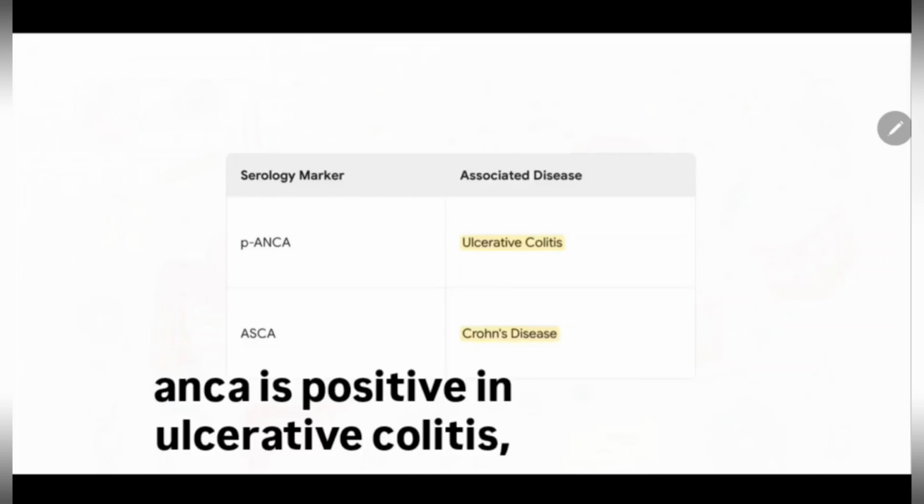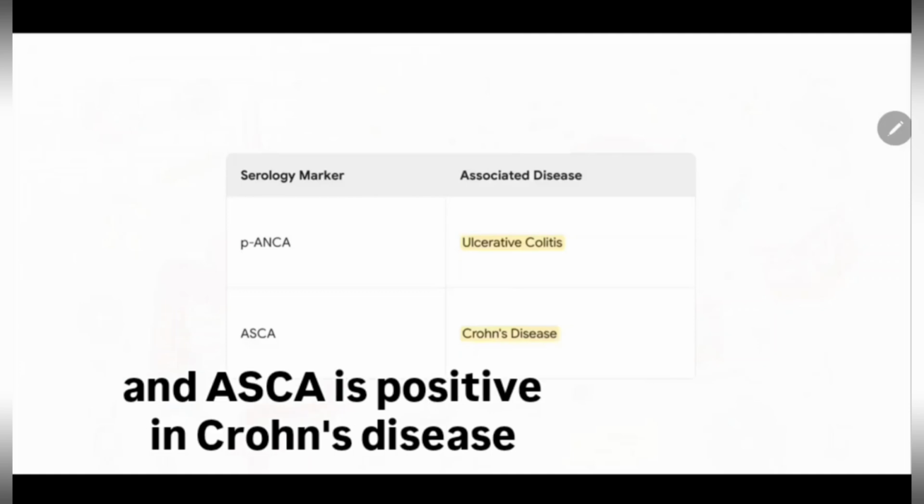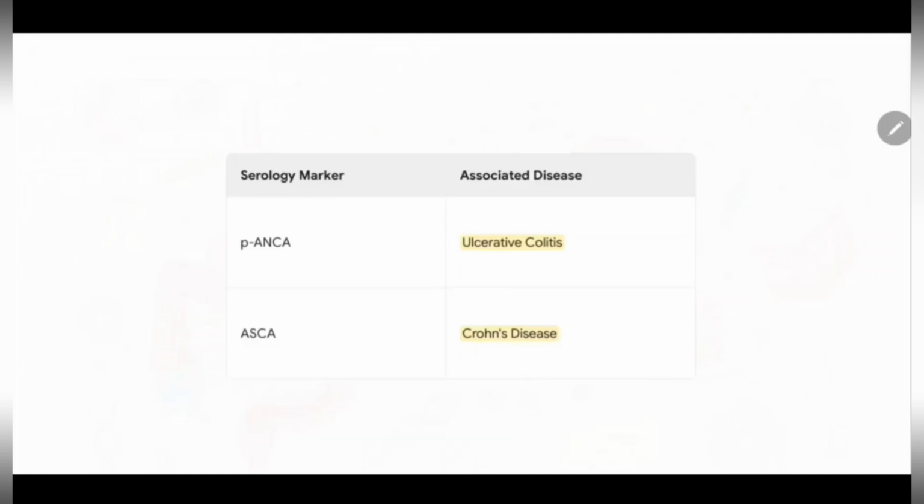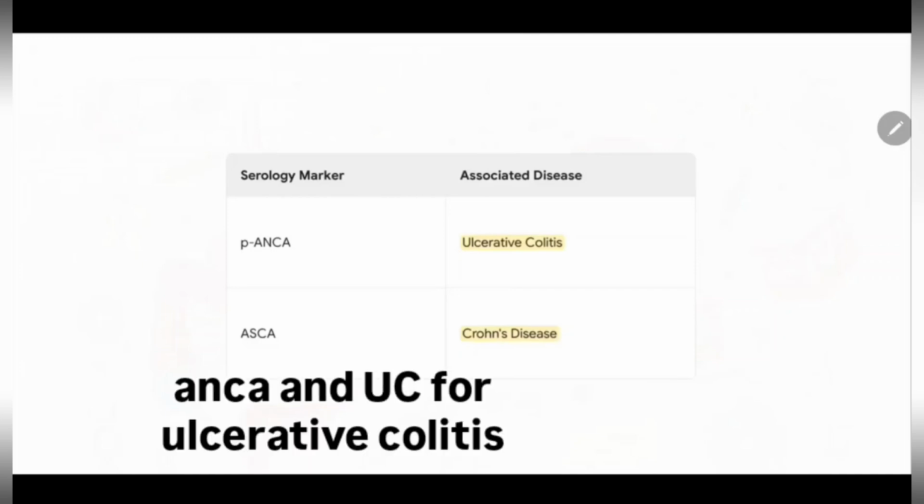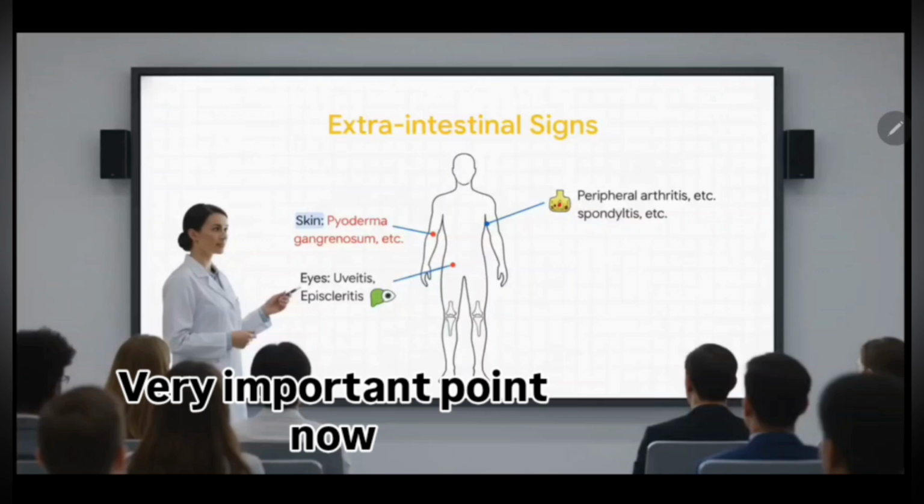P-ANCA is positive in ulcerative colitis, and ASCA is positive in Crohn's disease. A simple way to remember this for your Viva is PUC. P for P-ANCA and UC for ulcerative colitis. Simple? No? Very important point now.